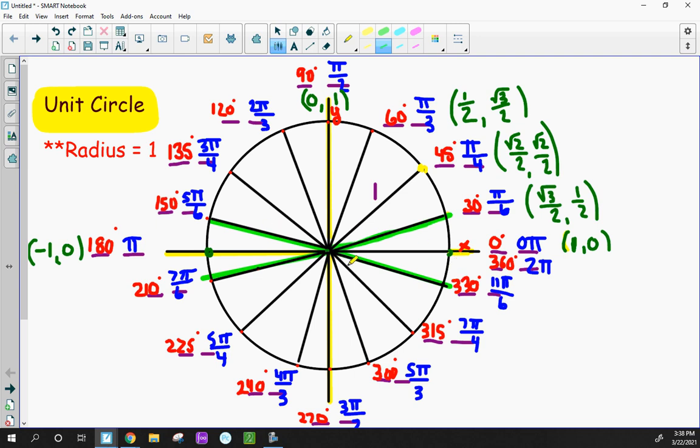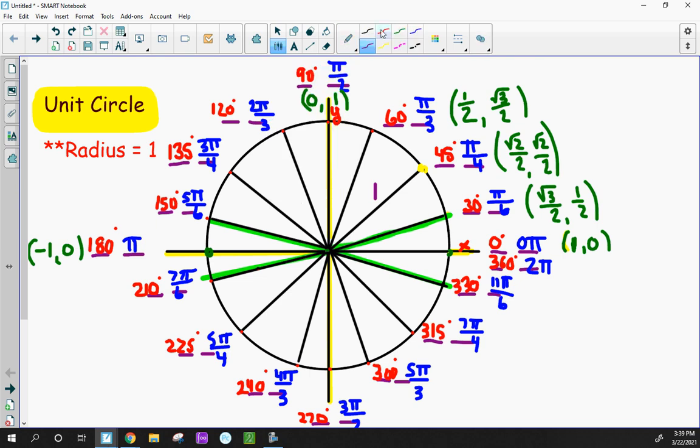So everything I've highlighted in green right now, the reason I'm doing that is to share with you there is a pattern in the ordered pair. If 30 degrees is radical 3 over 2, 1/2, then all the other ones that are the same distance from the x-axis have to be a similar ordered pair. But please remember your algebra skills.